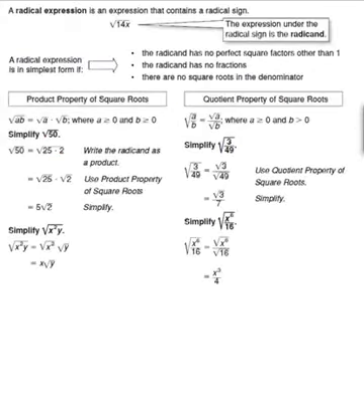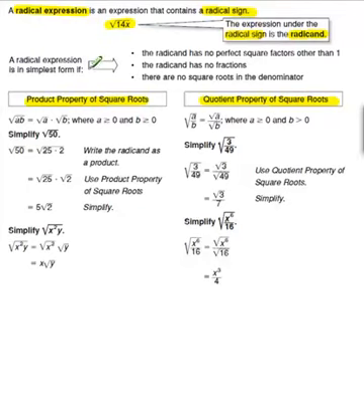Today in class we went over the vocabulary and the rules for the product property of square roots as well as the quotient property of square roots. The first thing we talked about was that a radical expression is an expression that contains the radical sign. The example we have here is the square root of 14x, and the 14x underneath the square root symbol is called the radicand. Any expression underneath that radical sign is called the radicand.